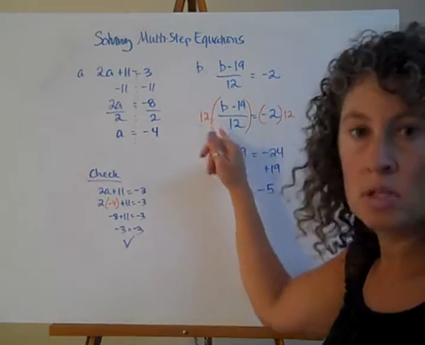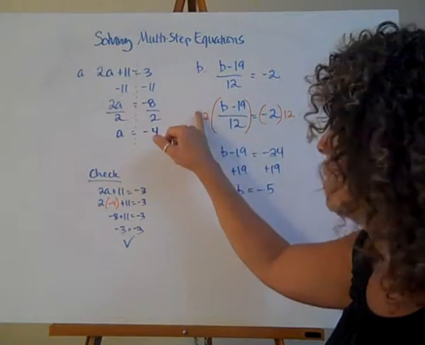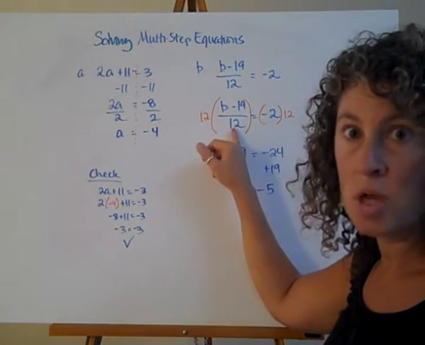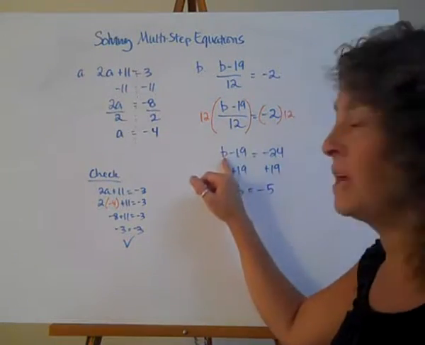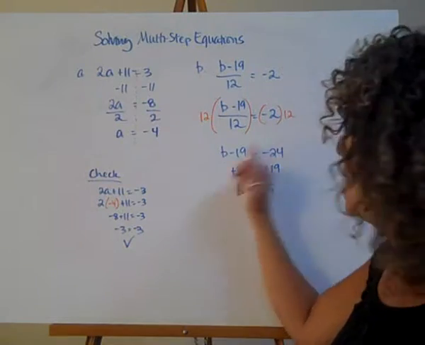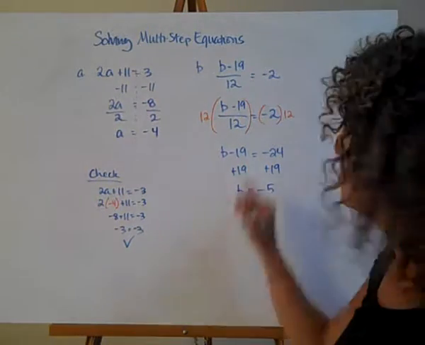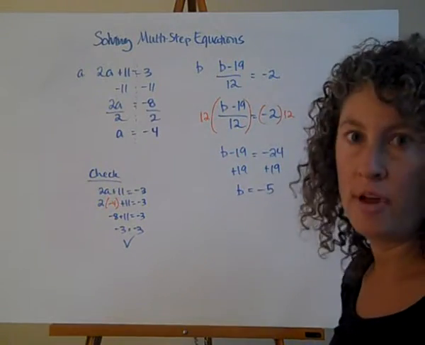The 12s have canceled themselves out. There is no 12 times the b and 12 times the 19 because the 12 in the numerator and the 12 in the denominator were common factors, so they're gone. So my left side remains b minus 19. My right side is negative 24. I still need to get rid of this subtracting 19. I'm going to add 19 to the left and the right. I end up with b equals negative 5.